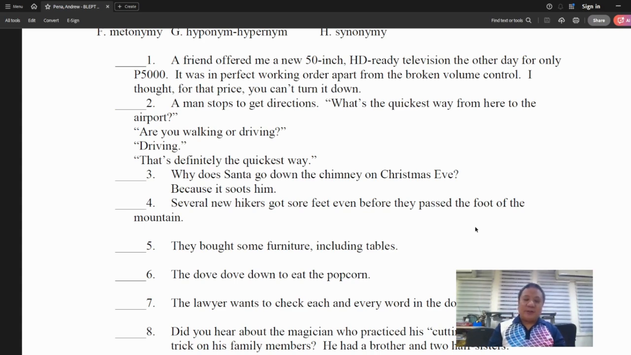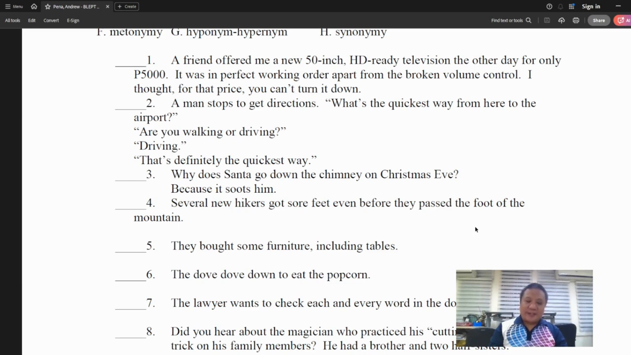Number 3. Why does Santa go down the chimney on Christmas Eve? Because it suits him. The word suit could be S-O-O-T, meaning have grime, or it actually sounds like S-U-I-T, meaning it's appropriate for him. So this is an example of the homophony. Written differently, pronounced the same way, different meaning. Number 4, several new hikers got sore feet even before they passed the foot of the mountain.